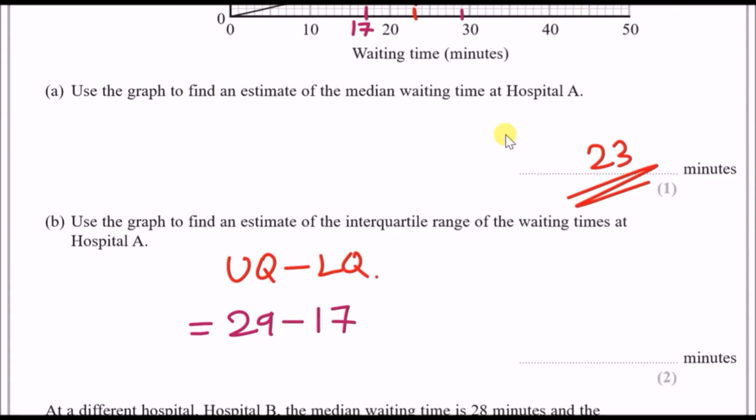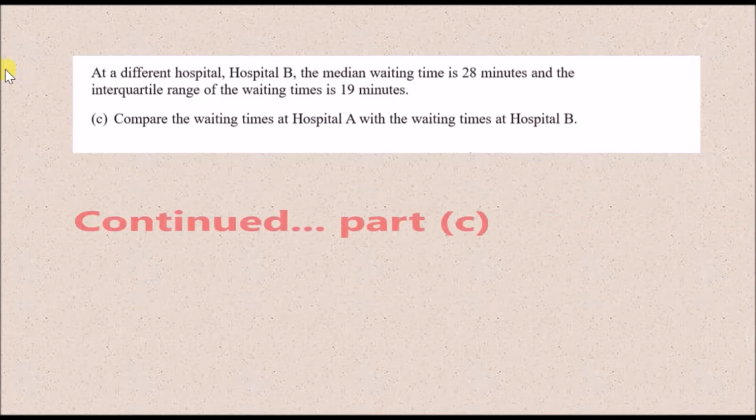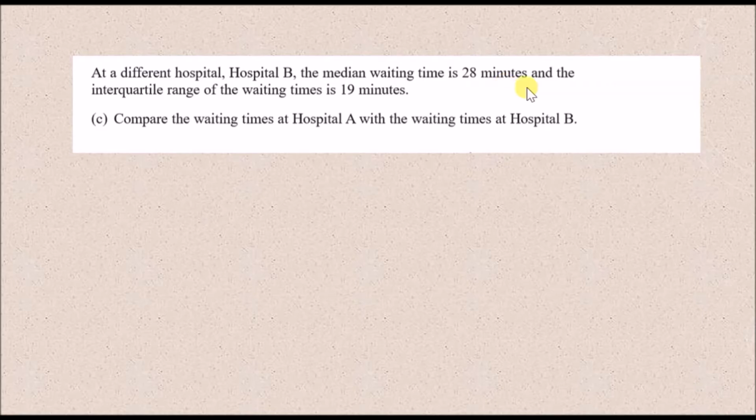That should give us a 12. Yeah. At a different hospital, hospital B, the median waiting time is 28 minutes and the interquartile range for the waiting time is 19 minutes. Compare the waiting times at A with the waiting times at hospital B.